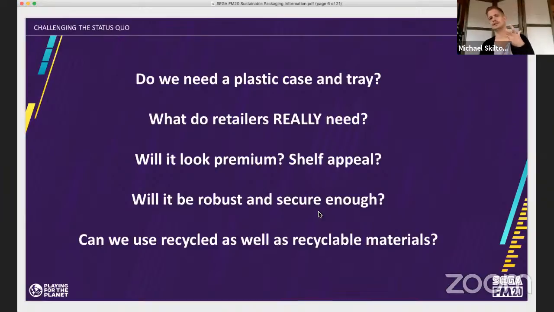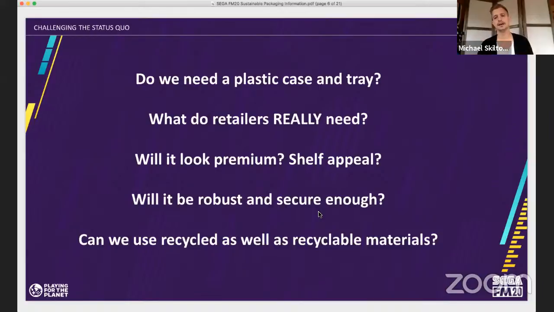So if we were to create something that wasn't plastic, what can we create that retailers can actually use? Now, will it look premium? Will it have shelf appeal if we go a different route? If we're not using the typical plastic that all the other games are using, are we making something that's still looking good and people are going to want to purchase it? Will it be robust? Will it be secure? Will it be strong? Will it play the role so that if we stack 1,000 of these into a lorry, they won't crush each other?